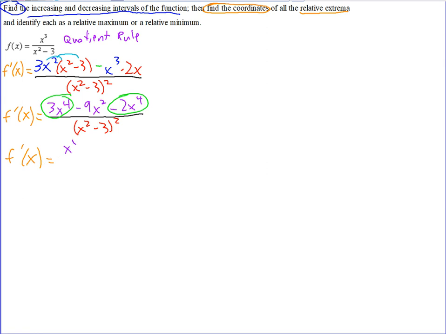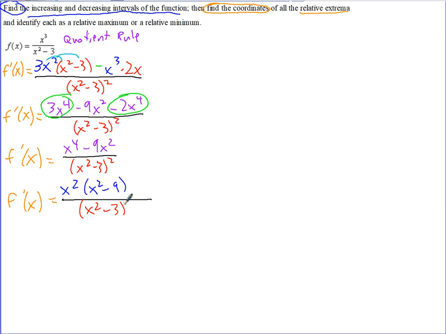So now we've got x to the fourth minus 9x squared, over x squared minus 3, squared. And then you can take out the GCF of x squared on the numerator. And that leaves x squared minus 9. And then you can factor that with difference of squares: x squared, x minus 3, x plus 3.